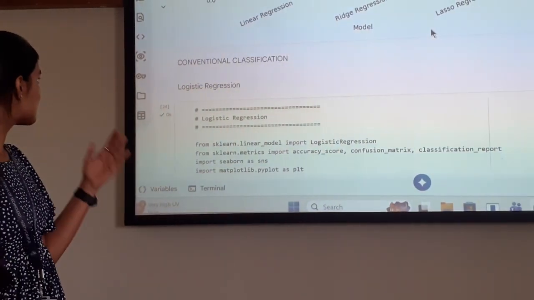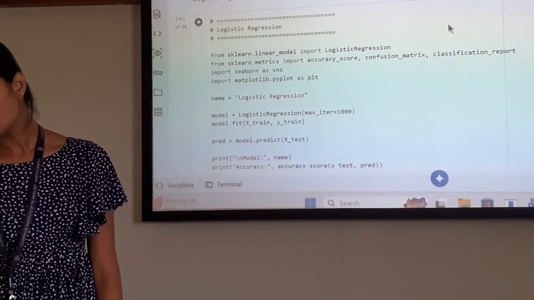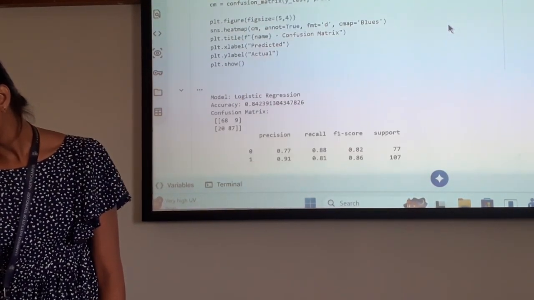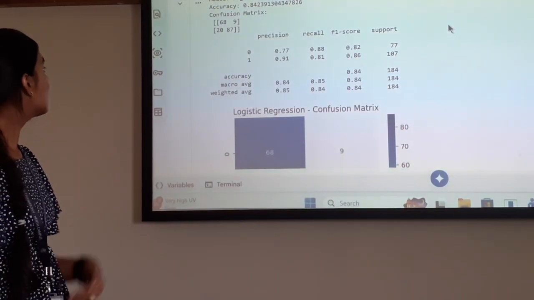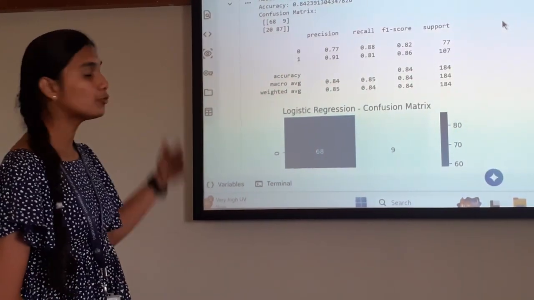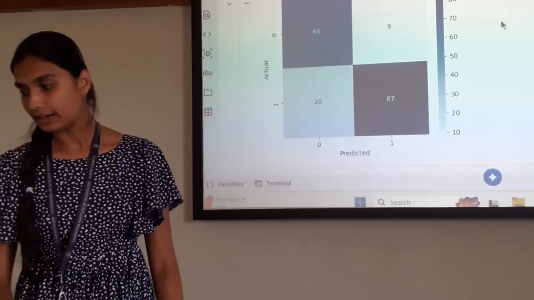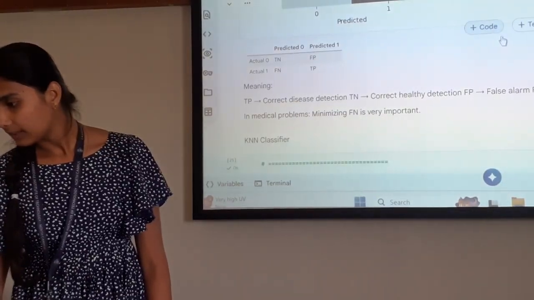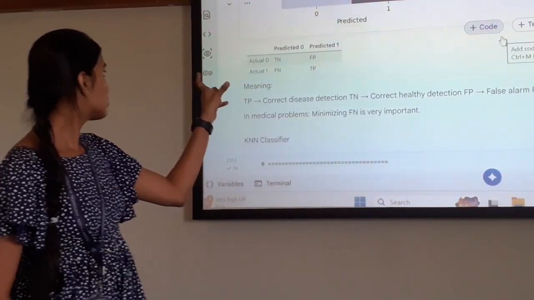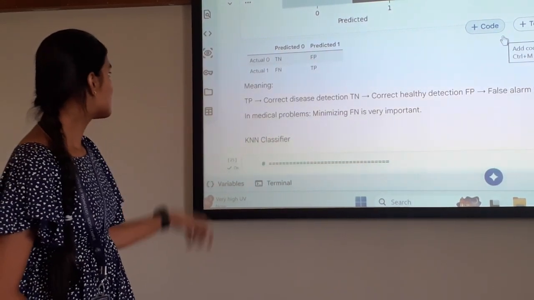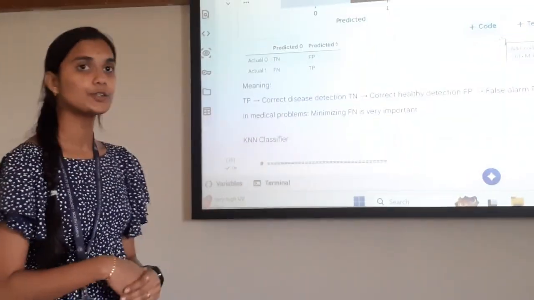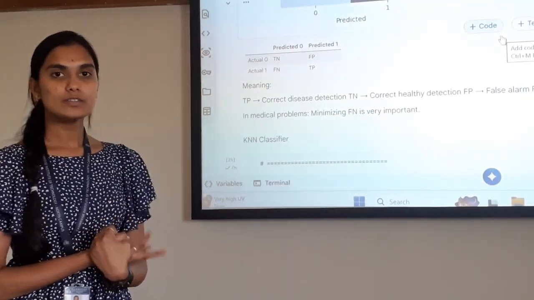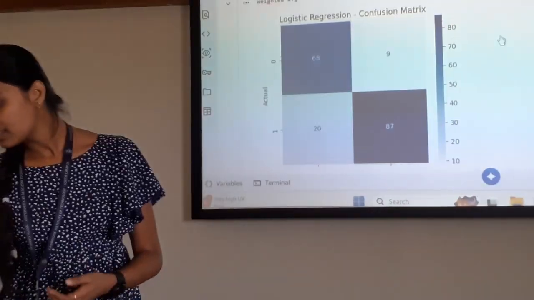And moving on to the classification models, first we come to logistic regression. Here we are calculating accuracy, precision, recall, F1 score and support. For logistic regression, I got around 84%, and this is the confusion matrix. It shows true negative, false positive, false negative and true positive. In medical problems, minimizing false negatives is very important, because a missed case can cause the death of the patient. This is the confusion matrix for the logistic regression.